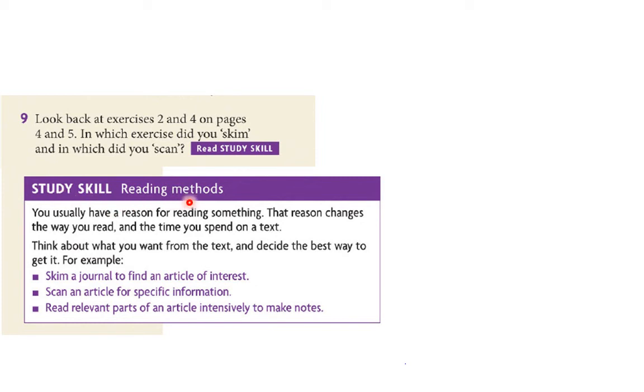Study skill: reading methods. You usually have a reason for reading something. That reason changes the way you read and the time you spend on a text. Think about what you want from the text and decide the best way to get it. For example, skim a journal to find an article of interest. Scan an article for specific information, such as dates, names, and statistics. Read relevant parts of an article intensively to make notes.